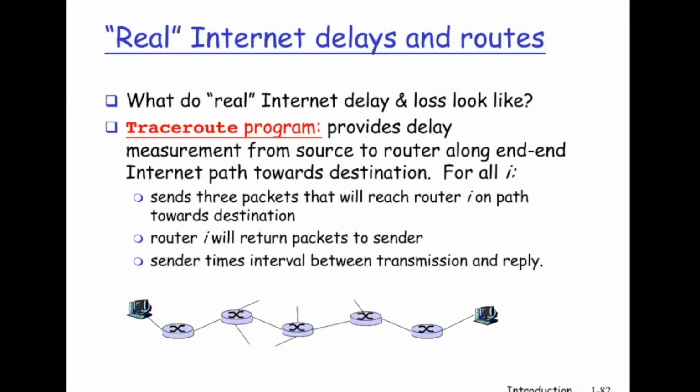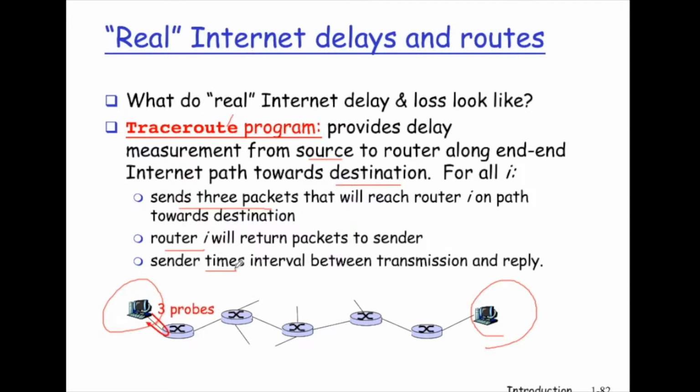One can also find out the real internet packet delay by trying out this program, traceroute. What it does is measure delay from a source, one hop at a time, all the way to a destination. So this is what I'm drawing here, source to destination, and it's sending 3 packets, one at a time, to reach each of the routers along the way. A router receiving such a packet would return a reply to the sender. The sender can then time the interval between the transmission and receiving the reply, and get one estimation of the round trip time between the sender and the router.